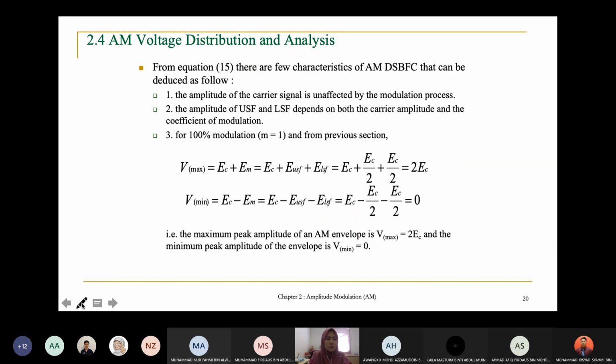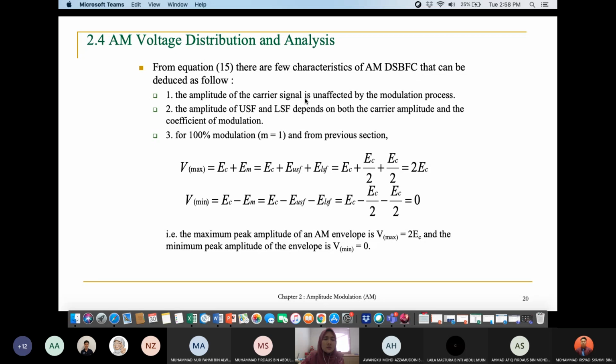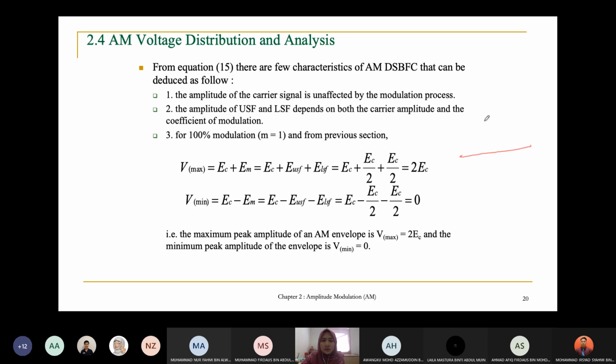Okay, so next from equation 15, the previous equation for the VAM, there are a few characteristics that can be deduced. The first one states that the amplitude of the carrier signal is unaffected. This is the carrier signal, and it is unaffected by the modulation process. It remains as EC.